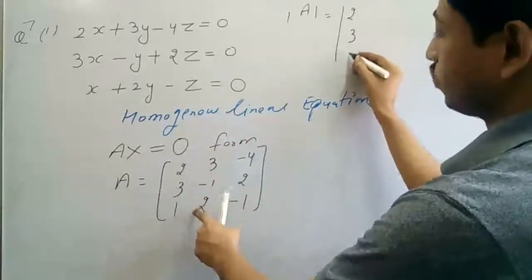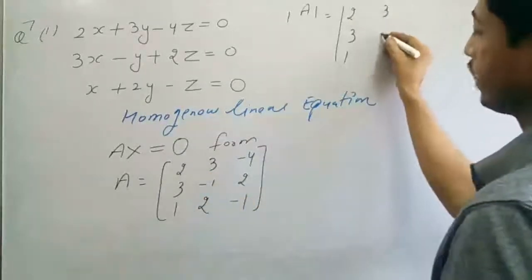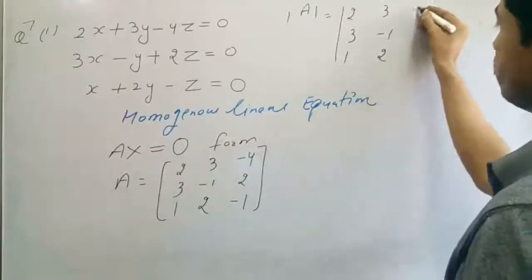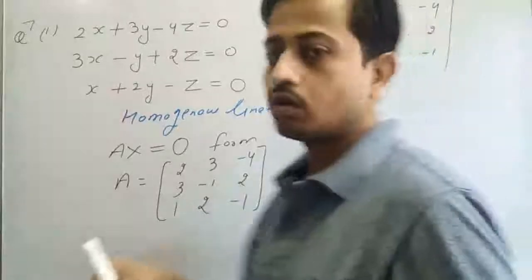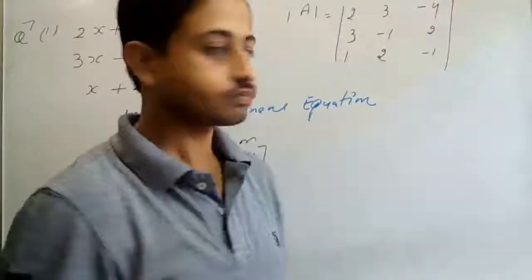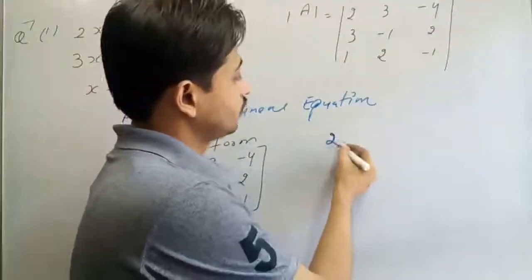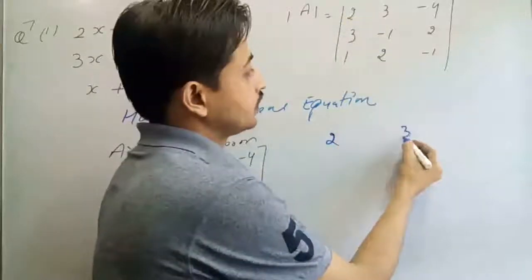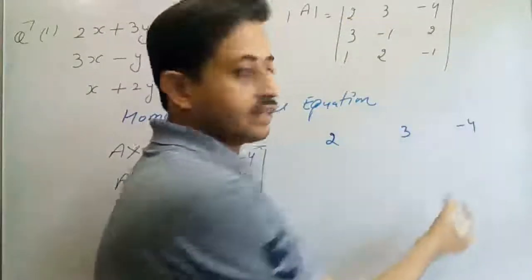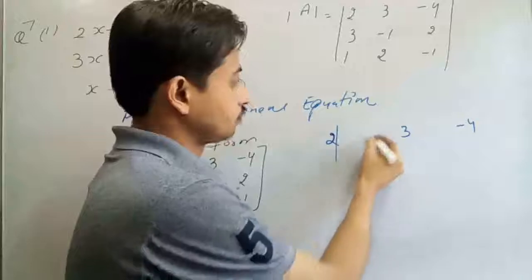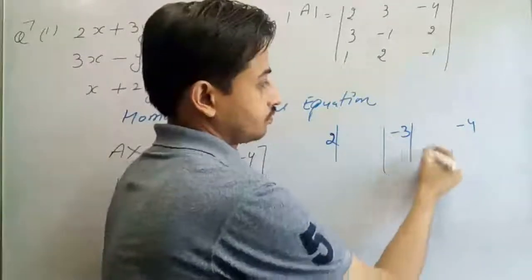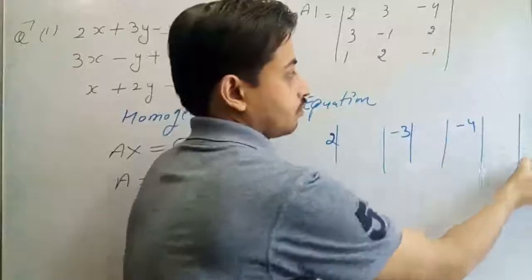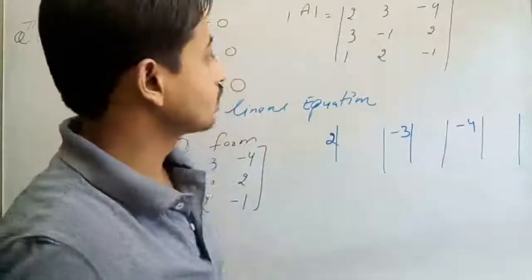2, 3, 1, 3, minus 1, 2, minus 4, 2, minus 1. Now to find the determinant, I am writing here 2, 3, minus 4. So to solve, the signs are positive, negative, positive. Now look at the terms.